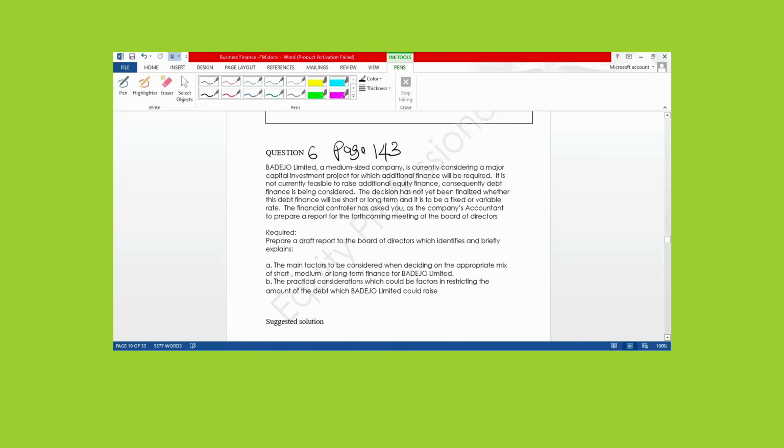Of course. Preference shares is part of debt finance. You don't add it to ordinary shares. Preference shares is to be added to debt capital. I hope that answers your question.